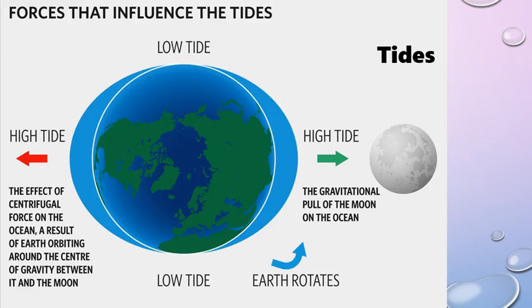Now there's one more force that's influencing the way that water is moving within the oceans that we haven't talked about yet, and that would be the tides. So tides are really caused by a gravitational pull of either the moon or the sun. Most of the time we're talking about the gravitational pull of the moon that's causing the majority of these tides.